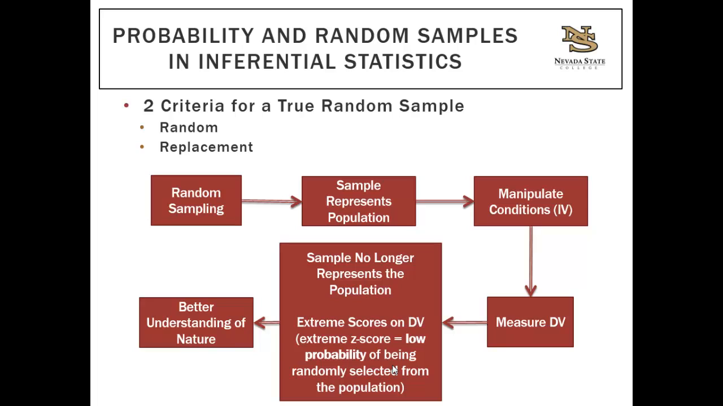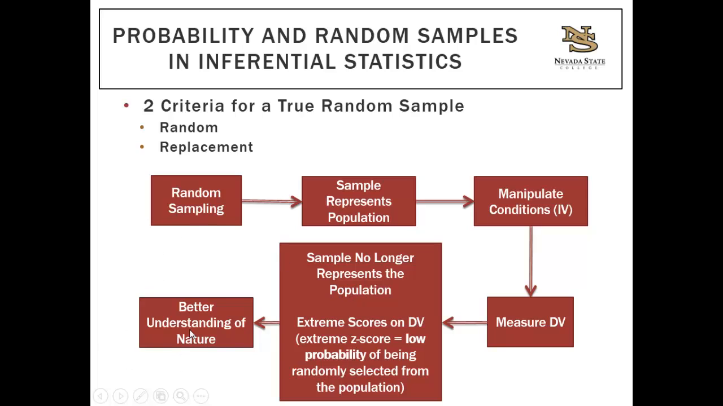So if you have a random sample, they represent the population, you manipulate something, then you measure the dependent variable, and they no longer represent the population because they have an extreme z-score, then you can be pretty confident that your independent variable had an effect, and you may be able to actually say that it's a significant effect.